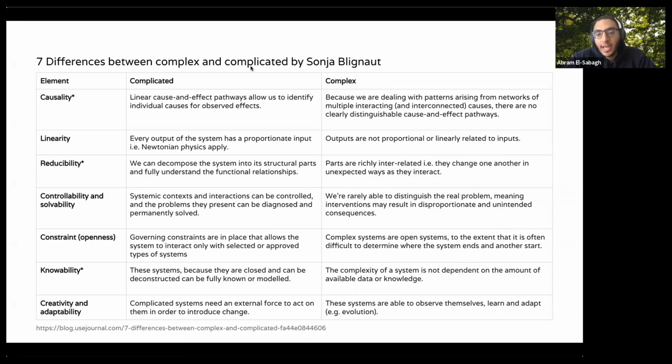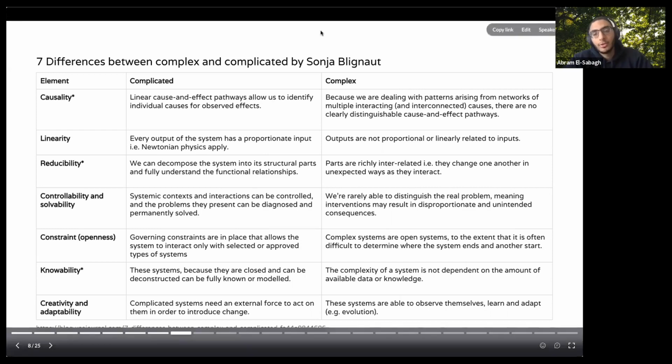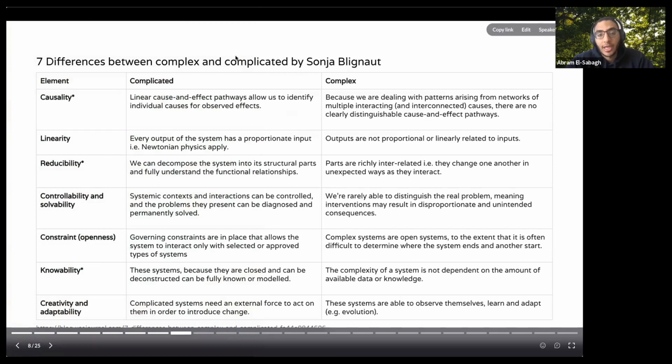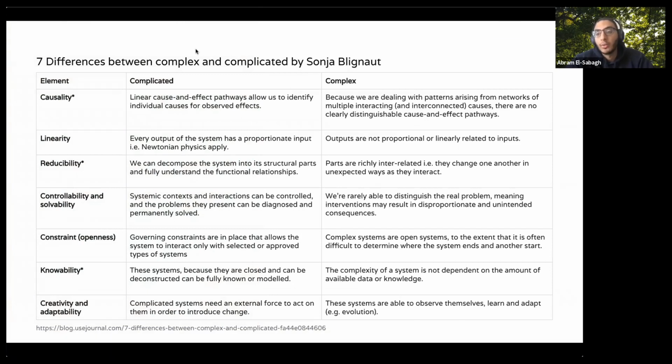What we're going to do is break out into rooms. I'm going to set 5 rooms for 6 people because we've got about 30 people today. I'll paste this in the Miro board as well. Destiny, I'll give you a link. I want you to brainstorm some ideas about the difference between a complex and a complicated problem, and use this table to talk about what that is.